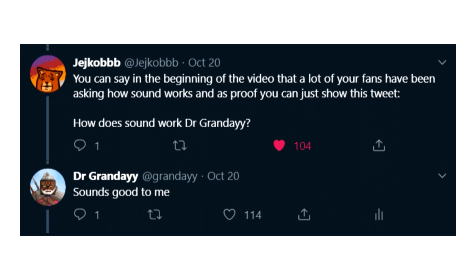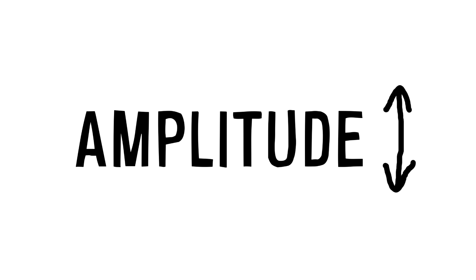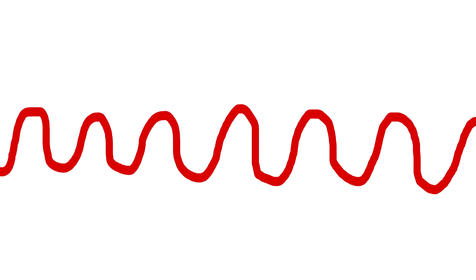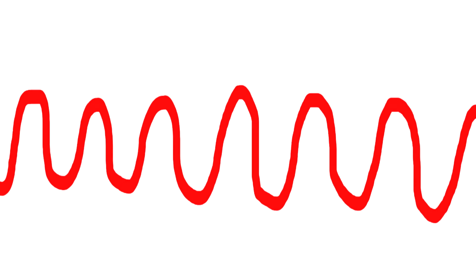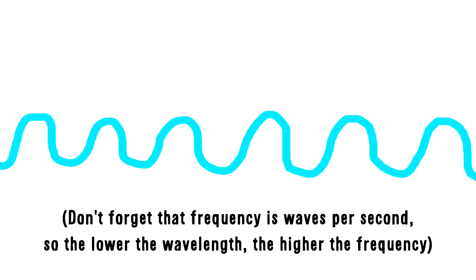Many of my fans have been asking me how sound works, which is why I decided to make this video. Unlike light, I used to find it pretty difficult to understand how sound works exactly. With light waves it's pretty simple. The amplitude of a wave affects how bright the light is, while the frequency affects the color. For example, red has a low frequency while blue has a higher frequency.